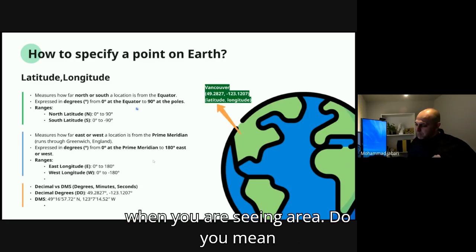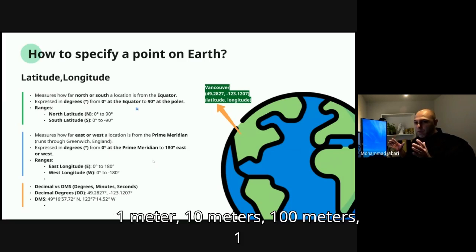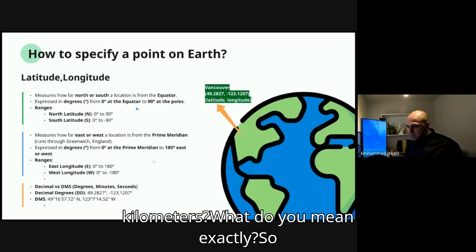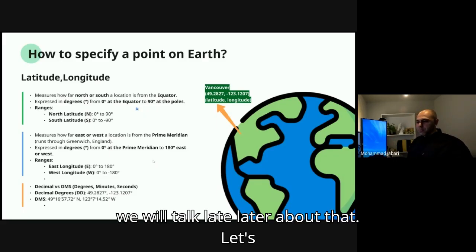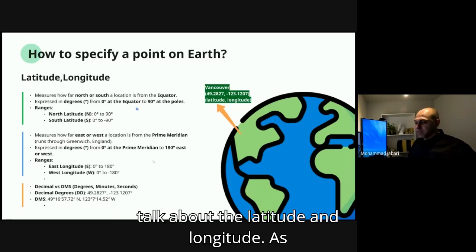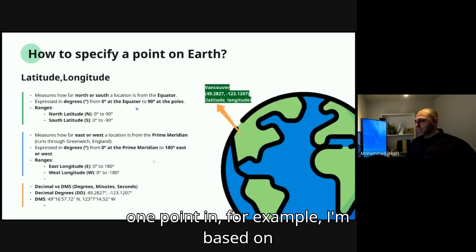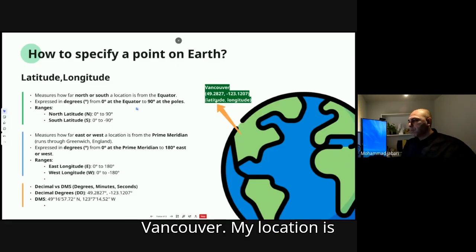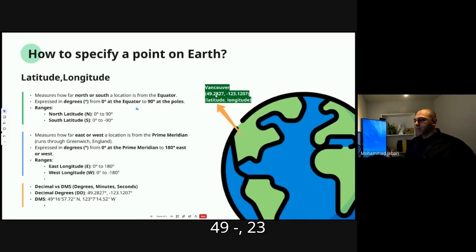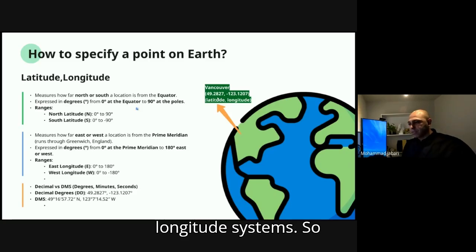When I say area, do you mean 1 meter, 10 meters, 100 meters, 1 kilometer? What do I mean exactly? We will talk later about that. Let's talk about latitude and longitude. As you know better than me, for addressing one point, for example, I'm based in Vancouver, my location is 49, minus 123 in the latitude and longitude system.